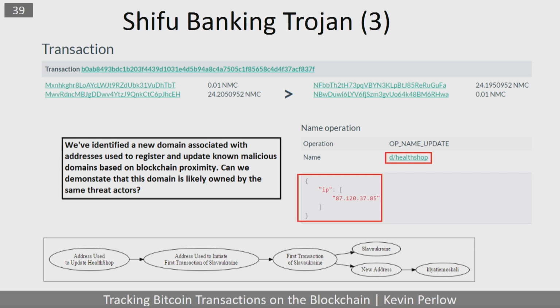But what we can do is look at the overlapping IP addresses for this infrastructure now. We can look at all of the data from the healthshop domain, all of the data from the one we were looking at, the Slava Ukraine domain, and we can say, hey, there was a shared relationship on the blockchain, but there was also a shared infrastructure relationship. These things were resolving to the same IP addresses at different points in time.